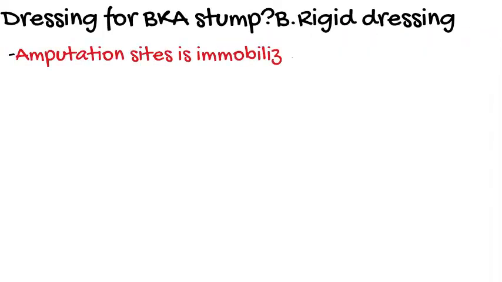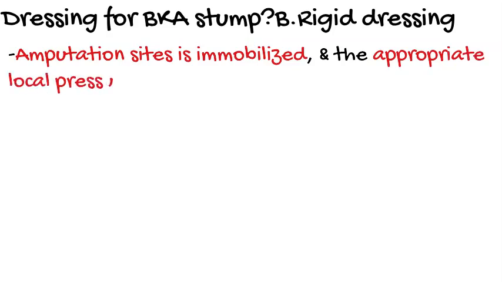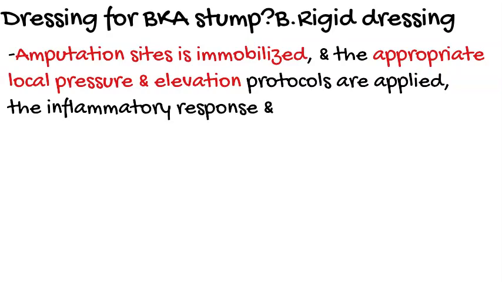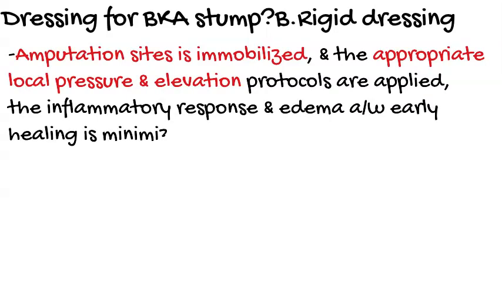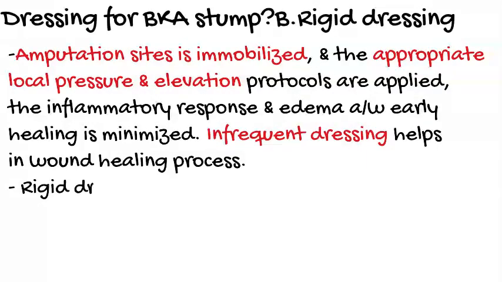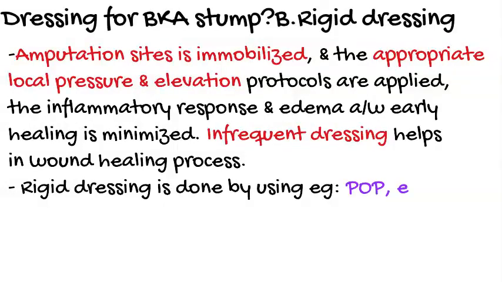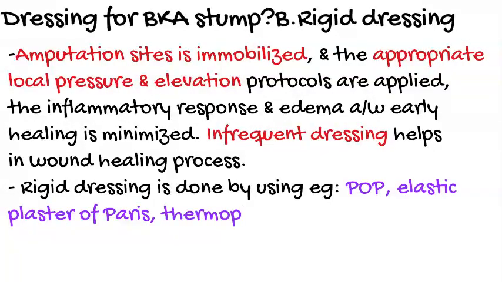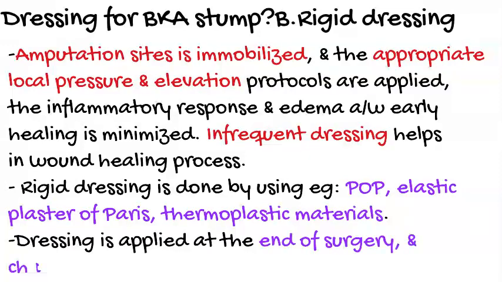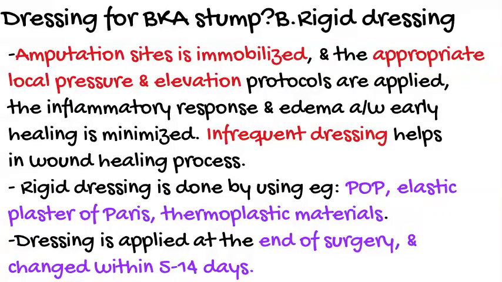For B. Rigid dressing, the amputation site is immobilized and the appropriate local pressure and elevation protocols are applied. The inflammatory response and edema associated with early healing are minimized. With rigid dressing, there will be infrequent dressing changes. This helps in the wound healing process. Rigid dressing is done using, for example, POP, plaster of Paris, elastic plaster of Paris, or thermoplastic materials.